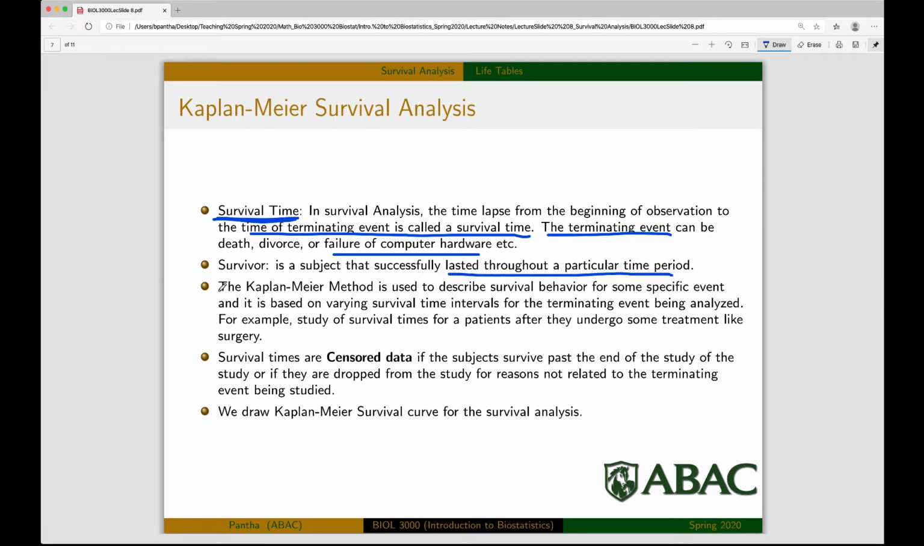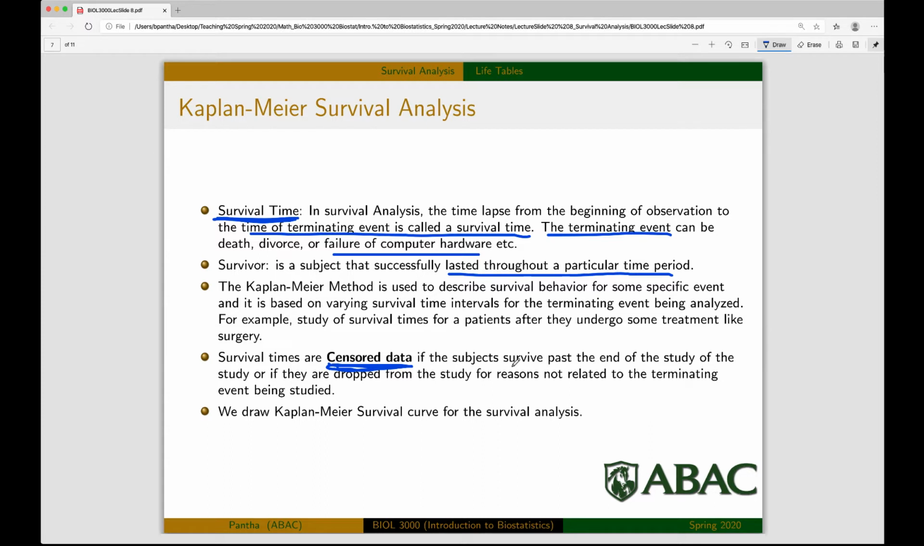The Kaplan-Meier method is used to describe survival behavior for some specific event, and it is based on varying survival time intervals for the terminating event being analyzed. For example, a study of survival times of patients after they undergo some treatment like surgery or some drug, okay? So survival times are censored data. What do we mean by censored data? This is an important thing in survival analysis.